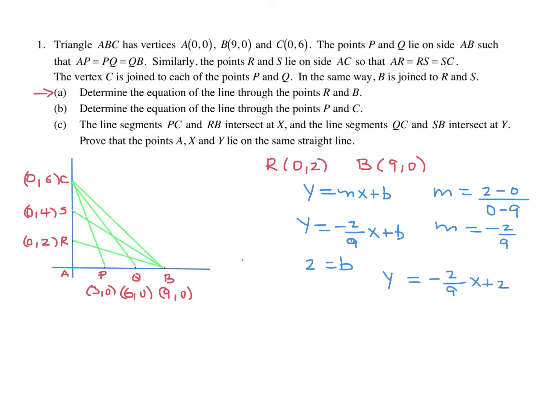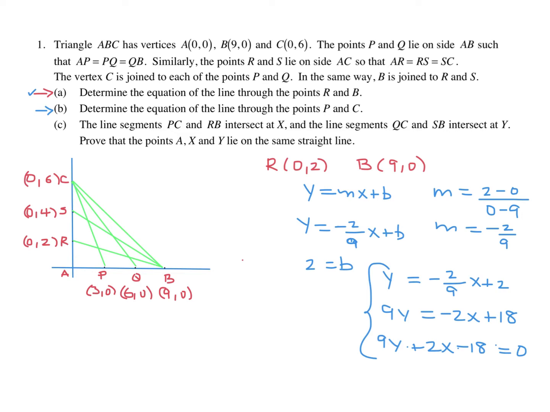However you want to write this, you can multiply out by 9 and have 9y equals minus 2x plus 18. You can put everything on one side: 9y plus 2x minus 18 equals 0. However you want to write it, all of these forms are correct. Okay, so we're done with part A. Great. Now let's turn our attention to part B.